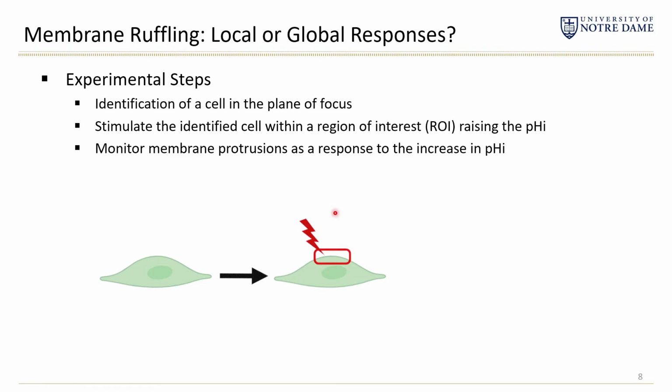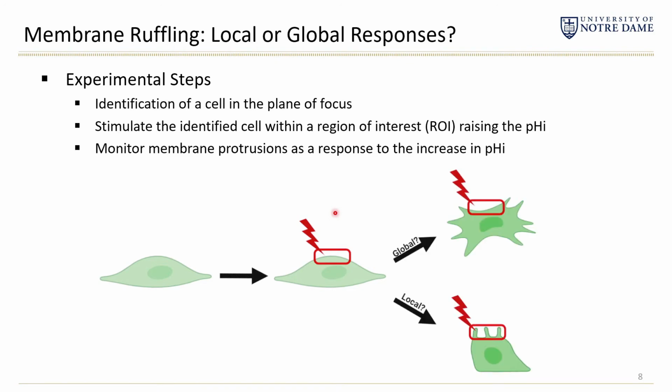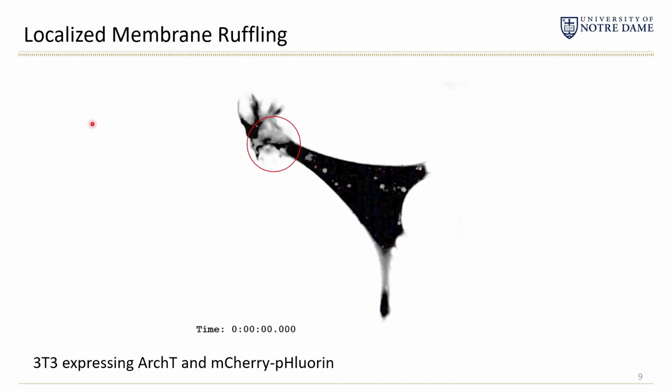And then previous literature has suggested two hypotheses. The first being that upon undergoing increased pHi, the cell will undergo global membrane protrusions and cytoskeleton remodeling, shown on the top here. The second is that upon undergoing increased intracellular pH, the cell is going to have a localized response. So in that case, we would only see localized membrane protrusions and cytoskeleton remodeling. We can apply this novel tool to study single-cell behaviors such as membrane ruffling and cytoskeleton remodeling.